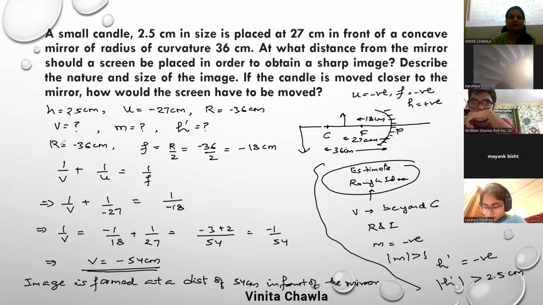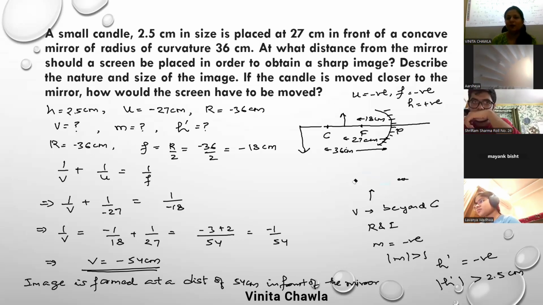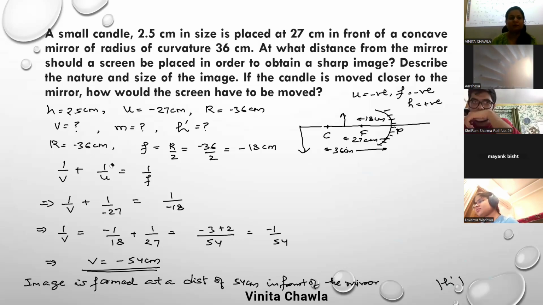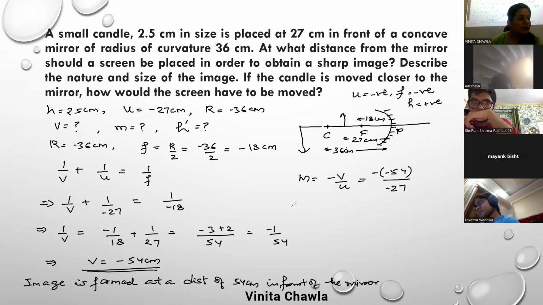Okay, statement at the end. Now we have to find the nature and size of the image. For nature and size of the image, we'll find M first and then H dash. So M is equal to minus V by U, we can write. V is minus 54, so we can write minus of minus 54 divided by U, which is minus 27. So what is M? Nature: real and inverted.